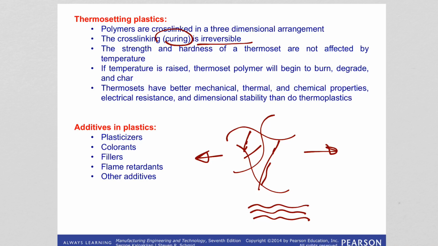Thermosets, of course, compared to thermoplastics, have better mechanical, thermal, and chemical properties, electrical resistance, and dimensional stability, due to the presence of these covalent bonds in between the chains. And sometimes additives are added in the formation of plastics. These are plasticizers, colorants, fillers, flame retardants, and some other additives. Plasticizers are added to polymers to impart flexibility and softness by lowering their glass transition temperature. They reduce the strength of the bonds in between the chains and therefore make the polymer flexible and soft.